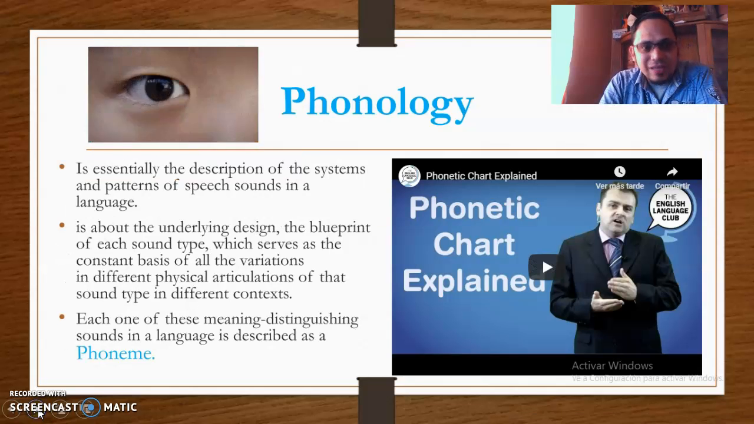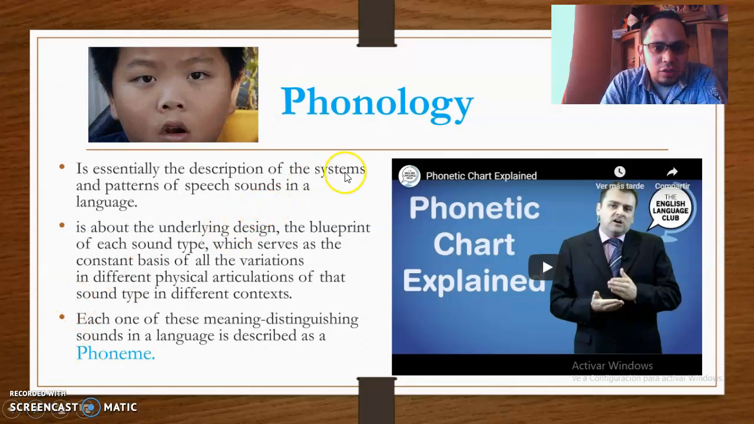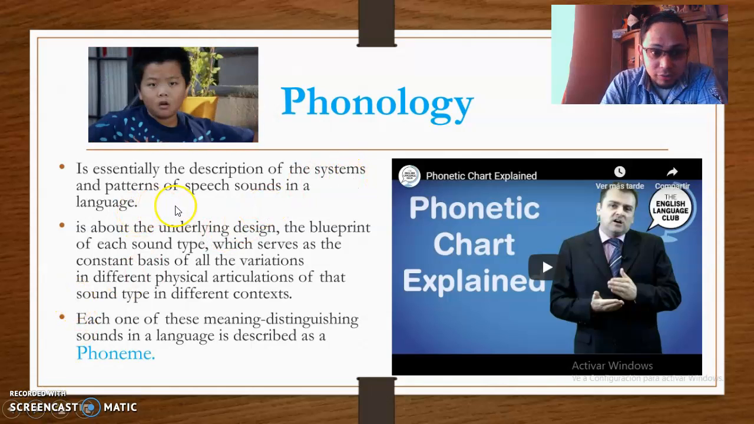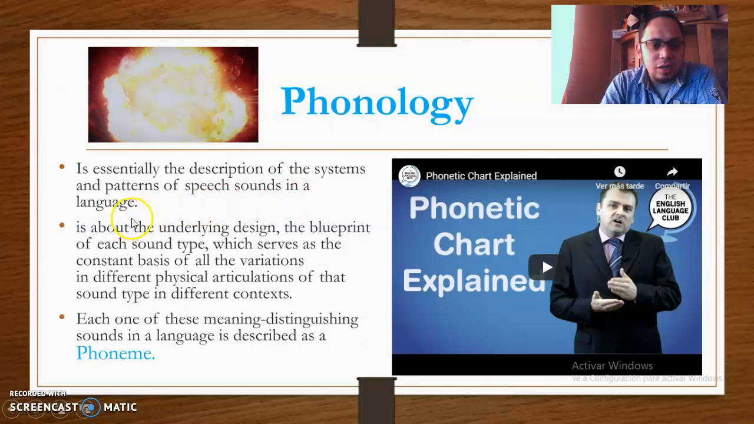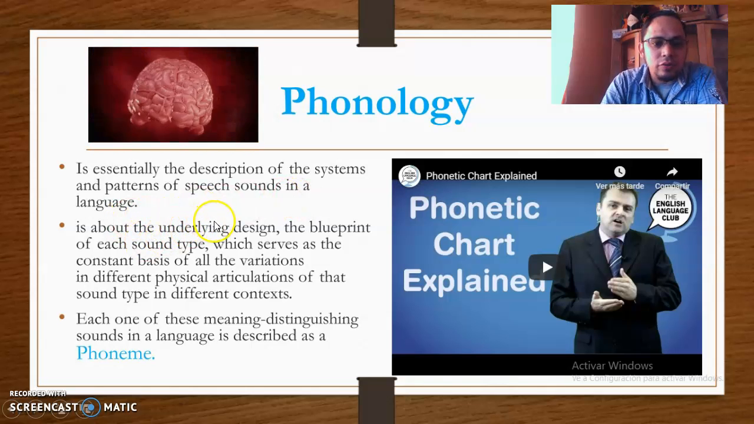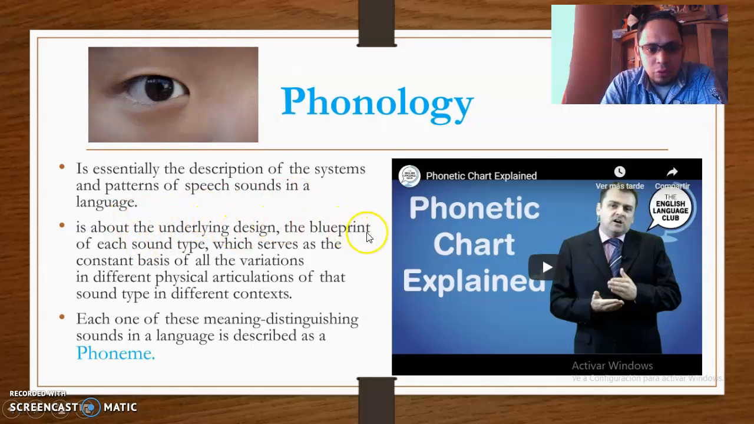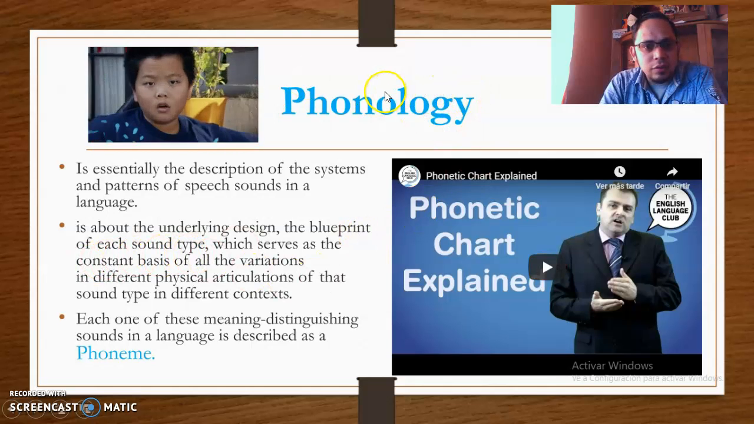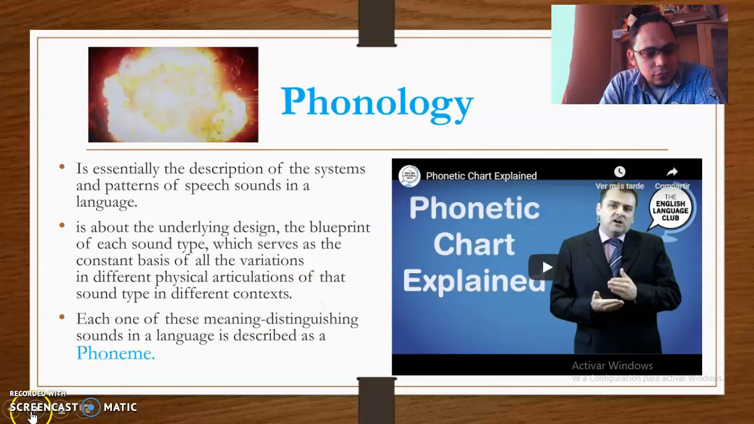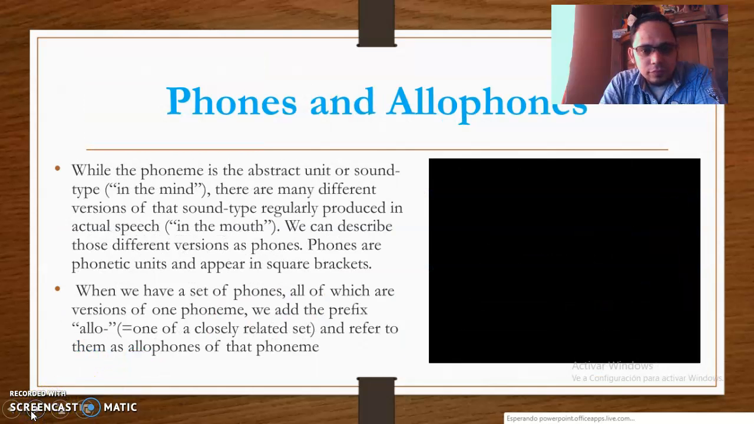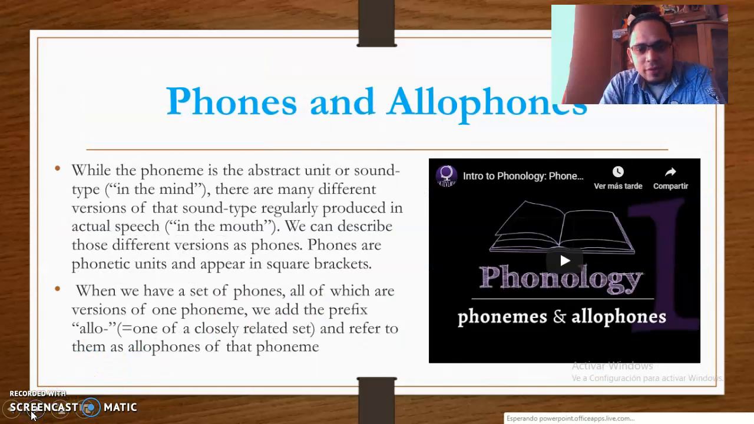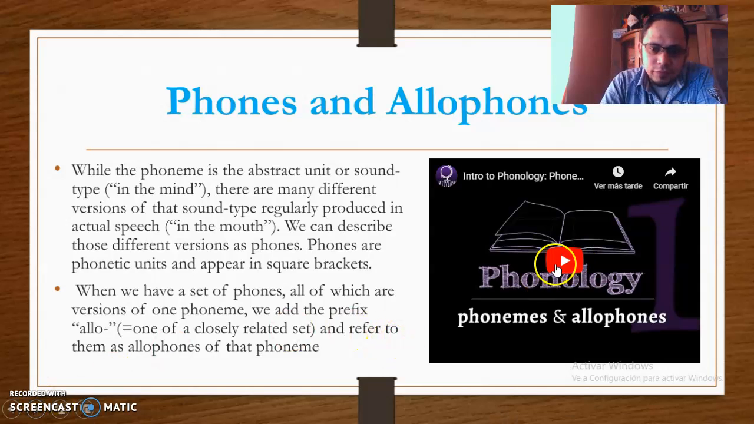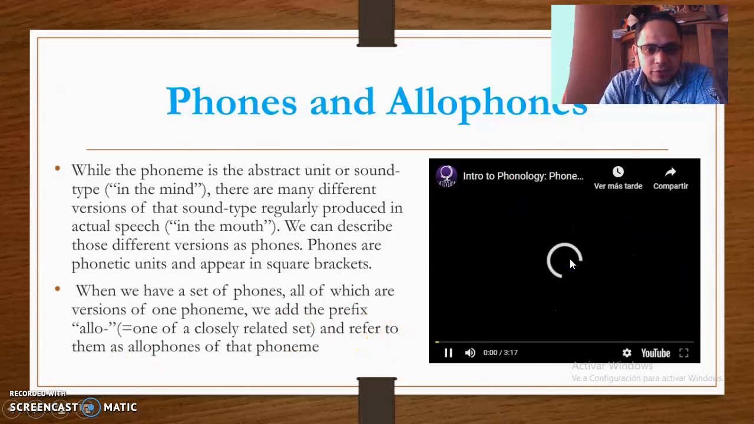Phonology is essentially the description of the system and patterns of the speech sounds in a language. It's about the underlying design, the blueprint of each sound type. Here, phonemes and allophones. Let's enjoy a little bit of this concept.